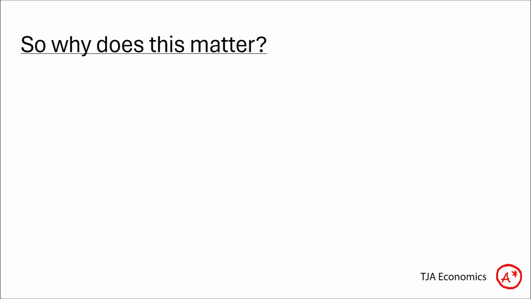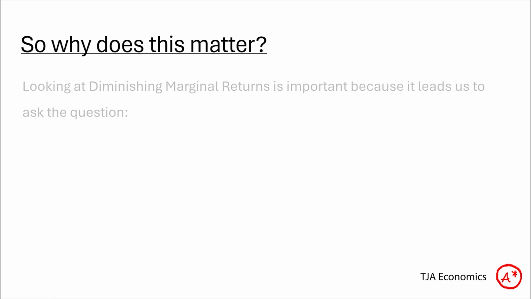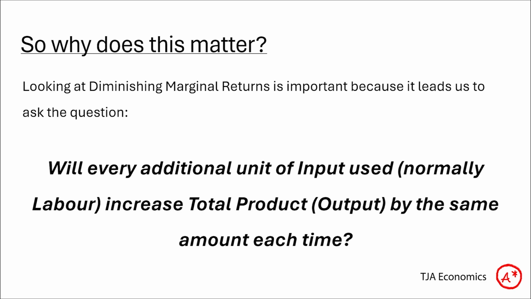So why on earth does this matter? Well, looking at diminishing marginal returns is important because it leads us to ask the question, will every additional unit of input used, labour normally, increase total output or product by the same amount each time? Think back to that farm on the previous section. Will each additional unit of labour added increase the output of the farm by the same amount? Because if not, that then has implications for firms in their output, production and input decisions.